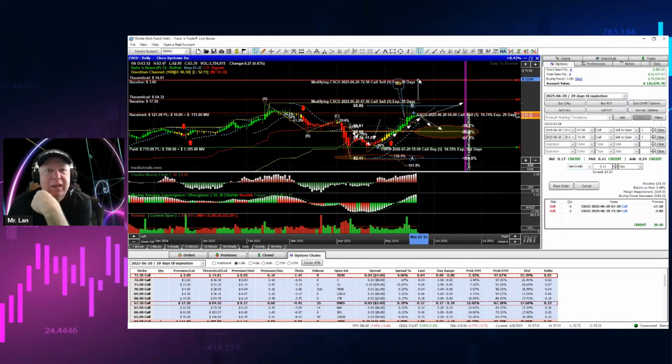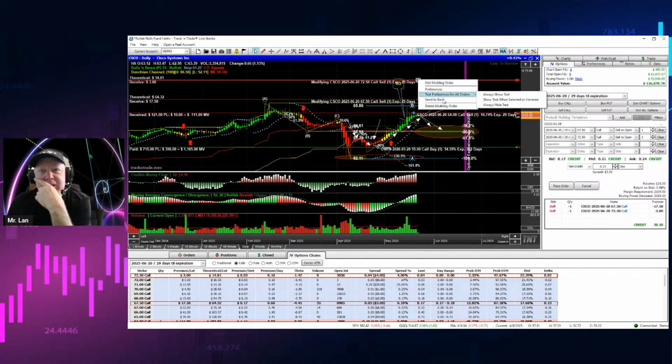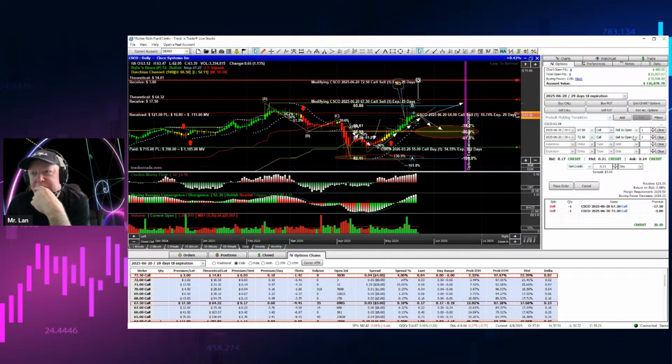Wait, are we buying that? Did I do that right? No, I did it wrong. I don't want to delete the multi-leg. Just delete the. Well, oh, it's not going to let me just delete the one. I wonder if I can just change it because sell to open. I want to buy to open. Buy to open. There it is. Let me switch it.